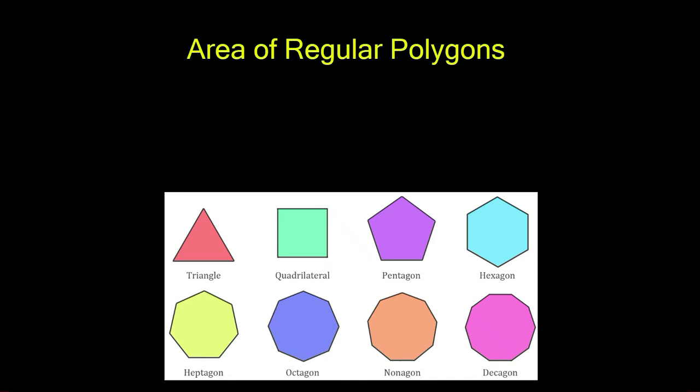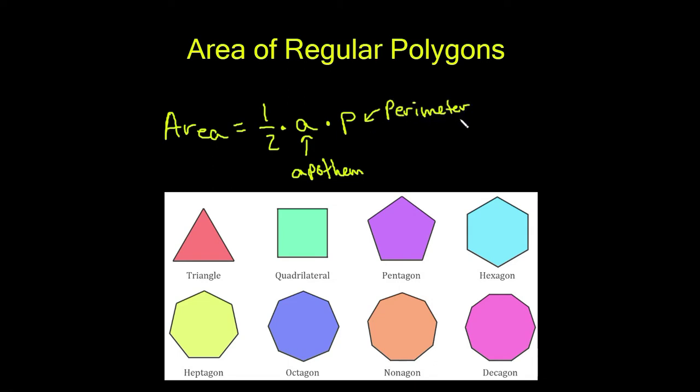Let's talk about finding the area of regular polygons. The area formula for any regular polygon is 1/2 times A, which is the apothem, times P, which is the perimeter. So the apothem and the perimeter. You're probably aware what the perimeter is. It's just all the side lengths added up. But the apothem is a little bit different.